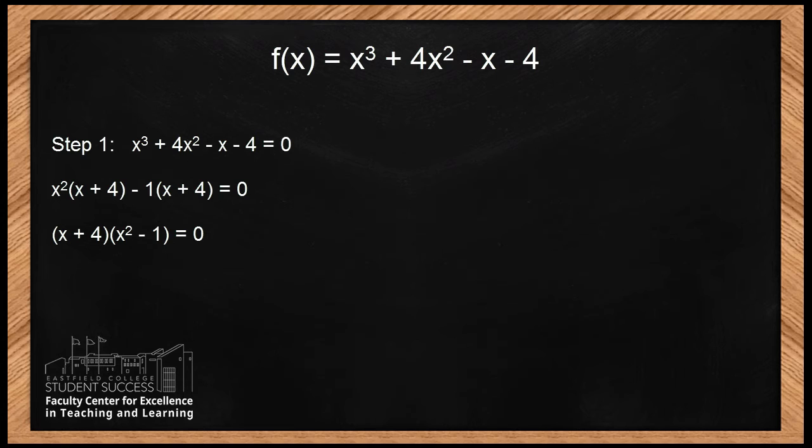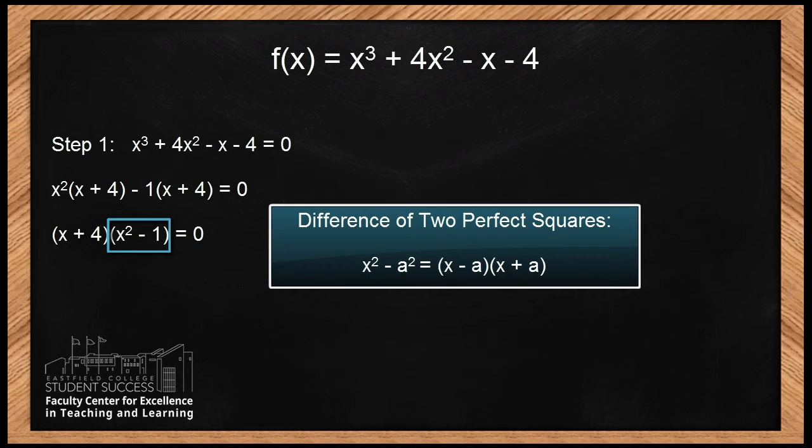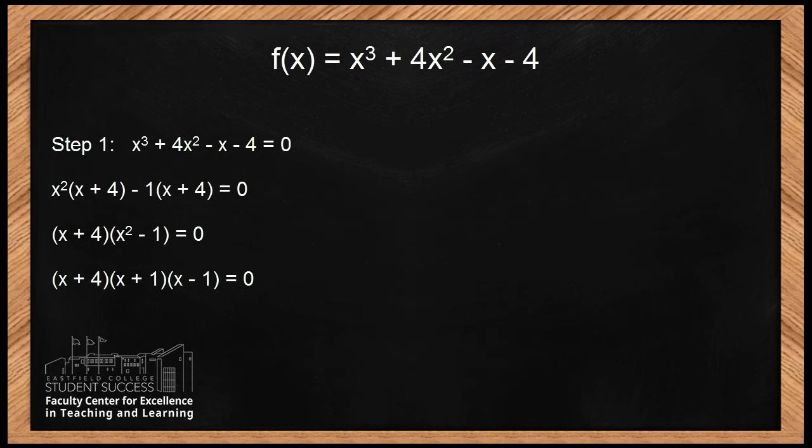So guess what? Now we factored our cubic. But we didn't finish factoring. We still have a quadratic factor. Look at the quadratic factor, x squared minus 1. Isn't that a difference of two perfect squares? And that factors into x plus 1, x minus 1. Don't forget, we have a factor of x plus 4. And all of that equals 0. Now we finally completed factoring of this particular polynomial.